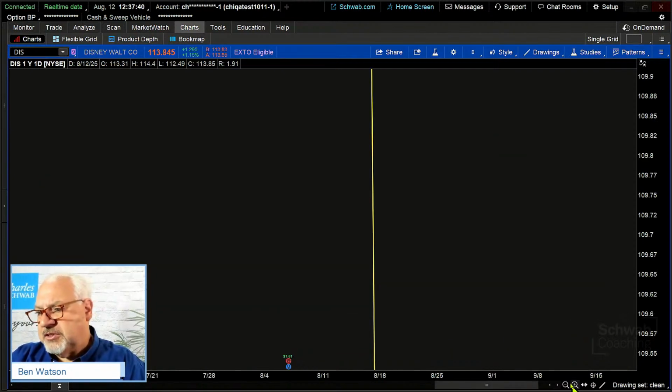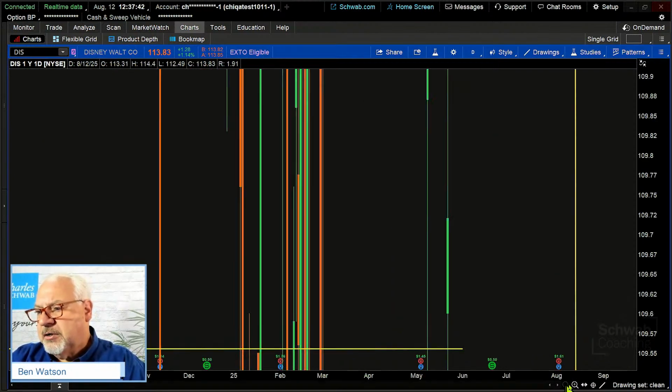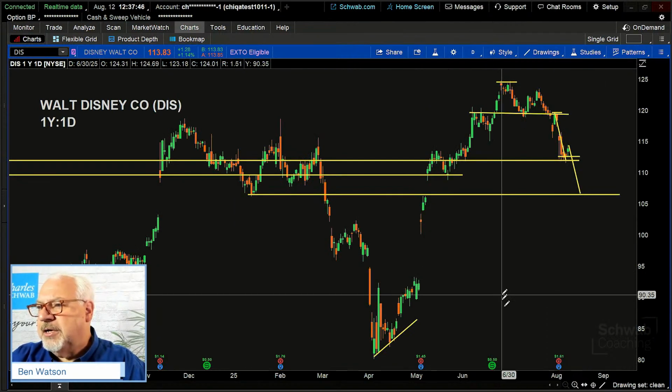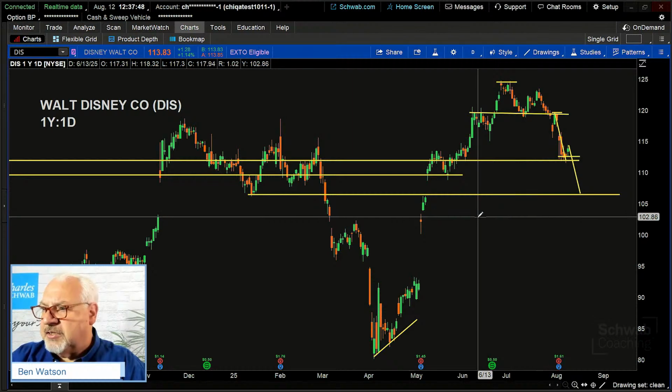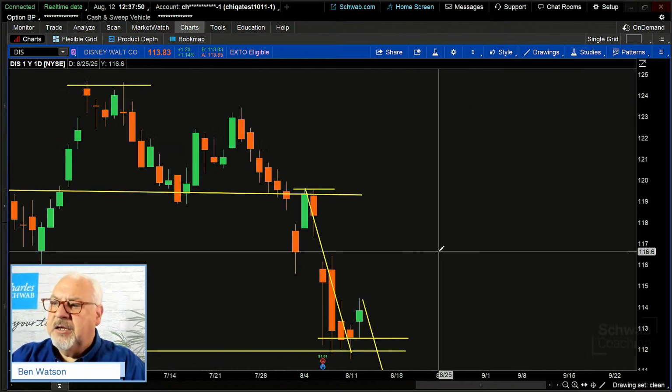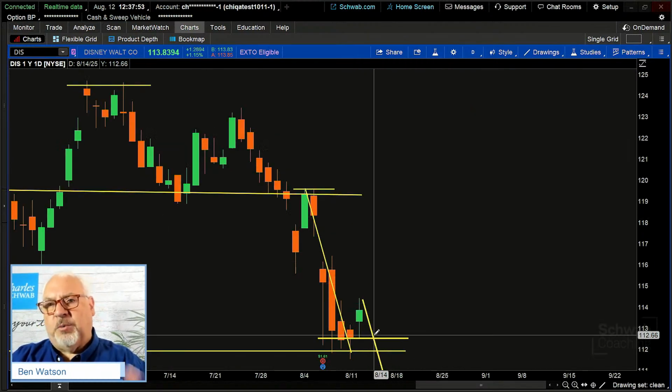So we'll just zoom back out here. We'll look for that move. Let me make this normal again. There we go. Now you can see where that target is to the downside. So let's zoom back in. What I'm going to do is get into this trade. We're going to buy a put option.